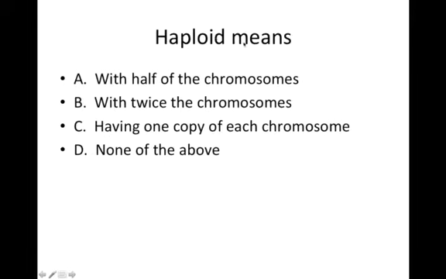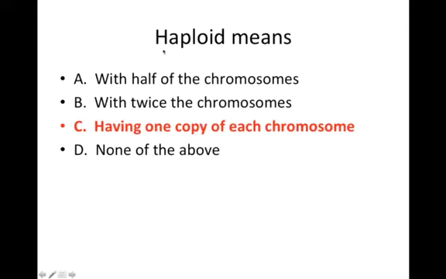So what does haploid mean? Take a moment, pause if you'd like, and think this through. Does it mean half the chromosomes, twice the chromosomes, one copy of each chromosome, or none of the above? Okay, so the answer we're looking for here is one copy of the chromosome, but in particular I want to highlight this half of the chromosomes.